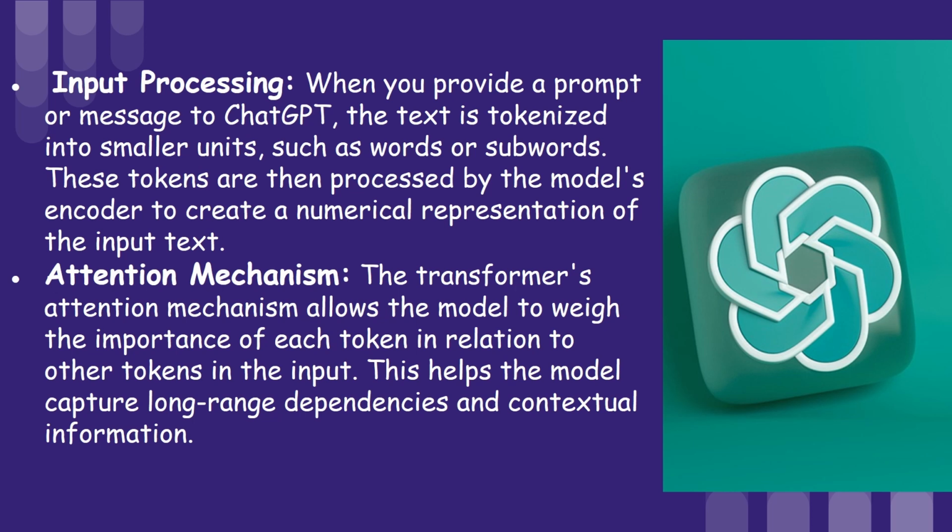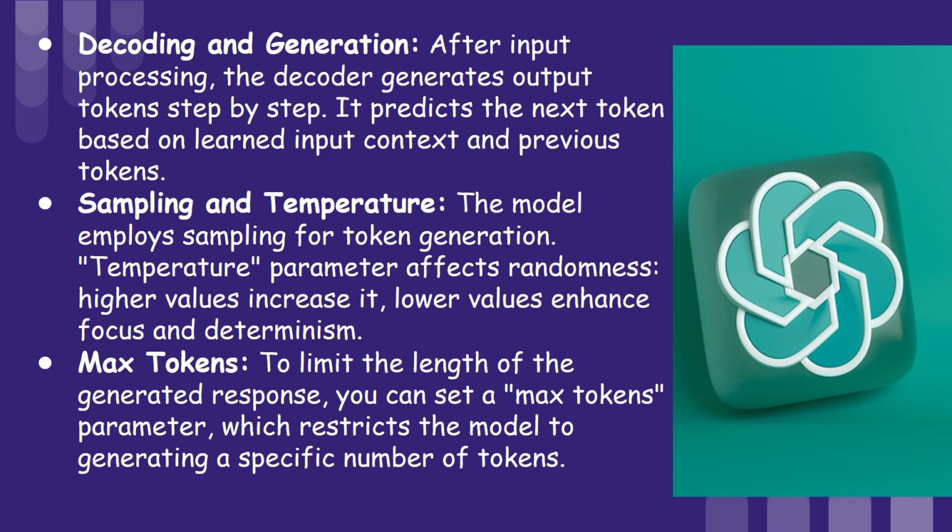Attention mechanism. The Transformer's attention mechanism allows the model to weigh the importance of each token in relation to other tokens in the input. This helps the model capture long-range dependencies and contextual information. Decoding and generation. After input processing, the decoder generates output tokens step by step. It predicts the next token based on learned input context and previous tokens.